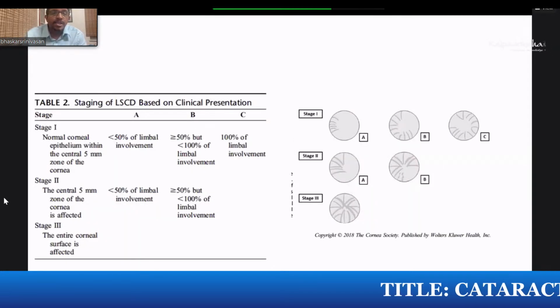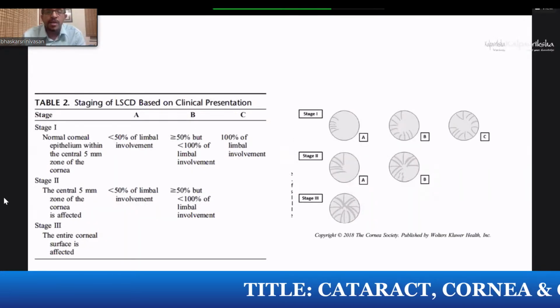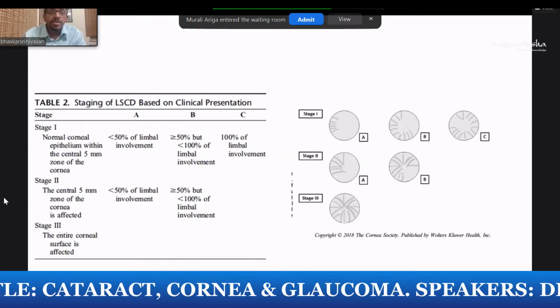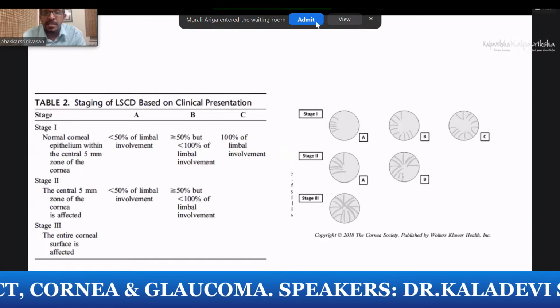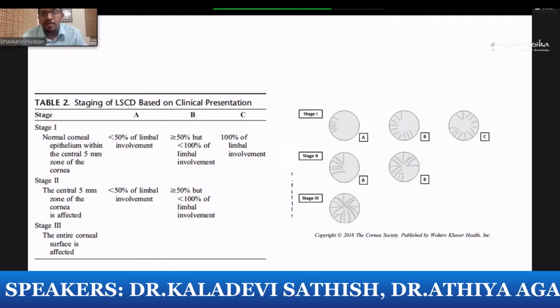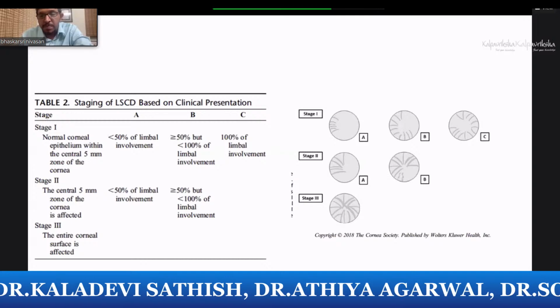So when you're looking at staging of limbal stem cell deficiency, a stage 1 is when the central 5 mm of the cornea is not involved, and it is divided into stage 1A, B, and C. A, when it is less than 50% of limbal involvement; B, when it is between 50 to less than 100% of limbal involvement; C, when there is 100% limbal involvement.